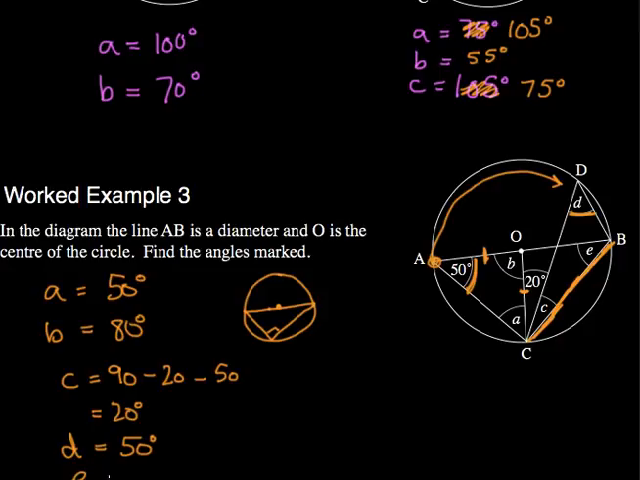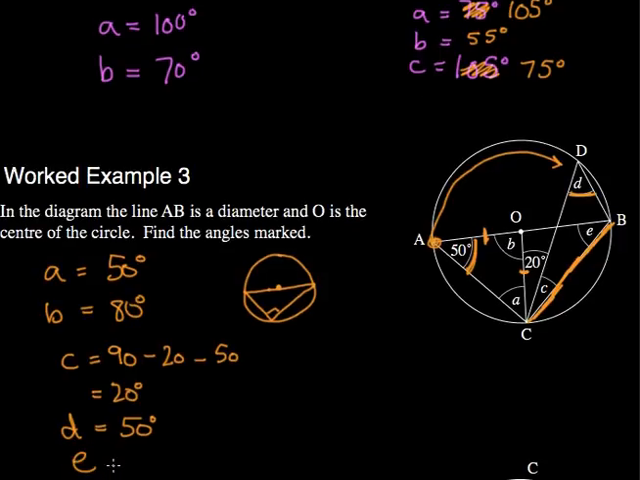And finally E. For the same reason that we worked out that was 90 degrees, these two angles here must add up to 90 degrees. So that must mean that E is 40.